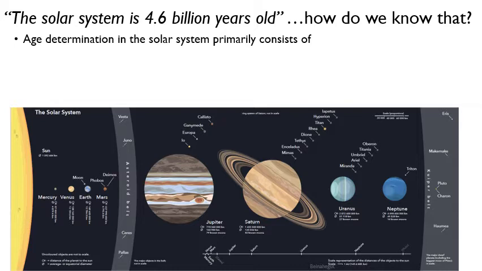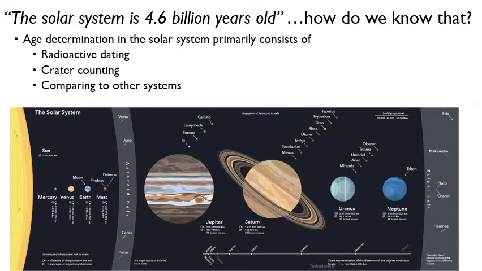Well, in the solar system, there are lots of ways to determine ages. Some primary ways, though, are radioactive dating or radiometric dating. This is by far the most precise. Crater counting is a way to get relative ages, and we can turn that into absolute when we pair it with radioactive dating. We can compare to other planetary systems, and computer modeling gives some guess as to how things might have evolved as well.